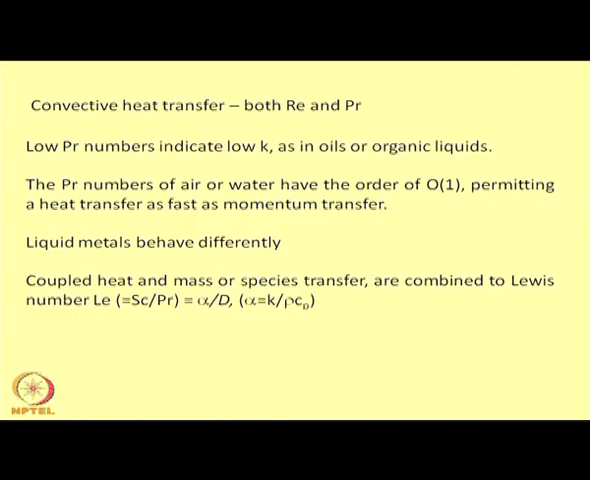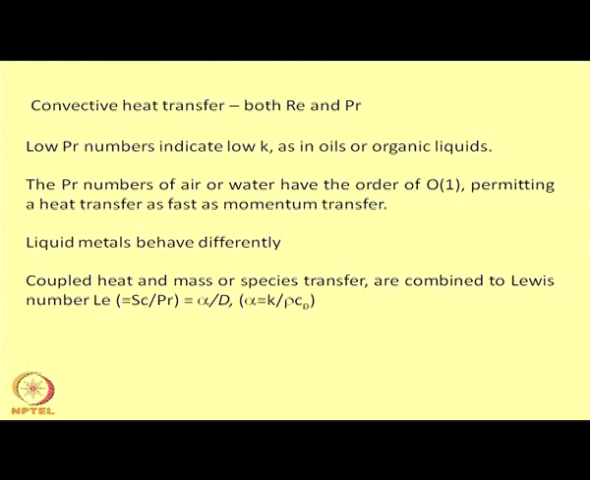So, this is a case of coupled momentum transfer and heat transfer. There are also processes which are coupled heat and species transfer. Now, they are expressed in terms of Lewis number, which is nothing but the ratio of Schmidt number and Prandtl number, or alpha, the thermal diffusivity, divided by D, the species diffusivity. So, obviously, we can say that if the value of Lewis number is large, then the species diffusion is going to be slower compared to heat transfer.